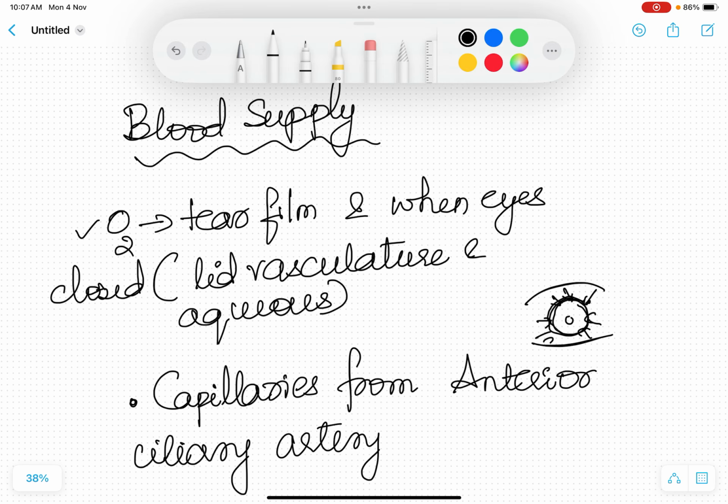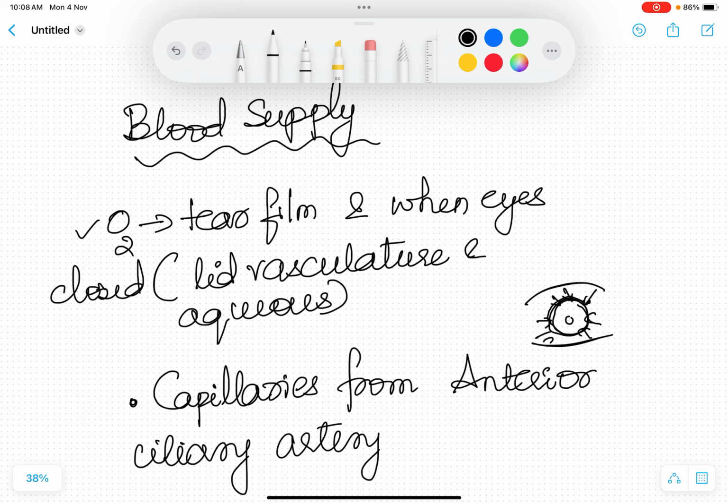The next important thing we should know is the corneal blood supply. Cornea is relatively avascular, but it should receive some nourishment. So the oxygen basically is derived from the tear film. The oxygen which diffuses from the environment into the tear film is supplied to the cornea via the tear film. When the eyes are closed, it is via the lid vasculature and aqueous.